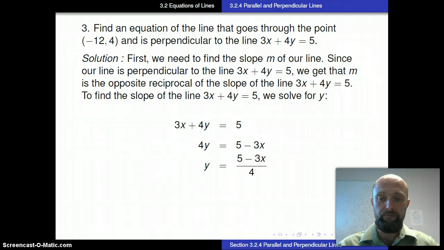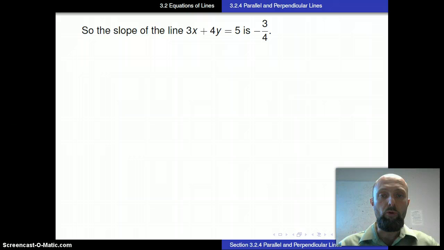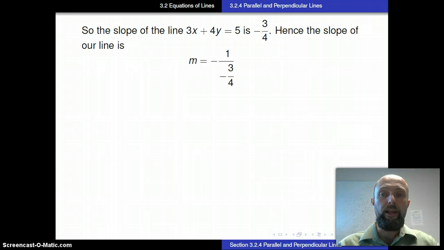Next we split and rewrite it as y is 5 over 4 minus 3 over 4 times x. So the coefficient of x is negative 3 over 4. So the slope of the line 3x plus 4y equals 5 is negative 3 over 4. Hence the slope of our line is the opposite reciprocal of negative 3 over 4. Negative 1 divided by negative 3 over 4. Simplifying, we find 4 over 3.